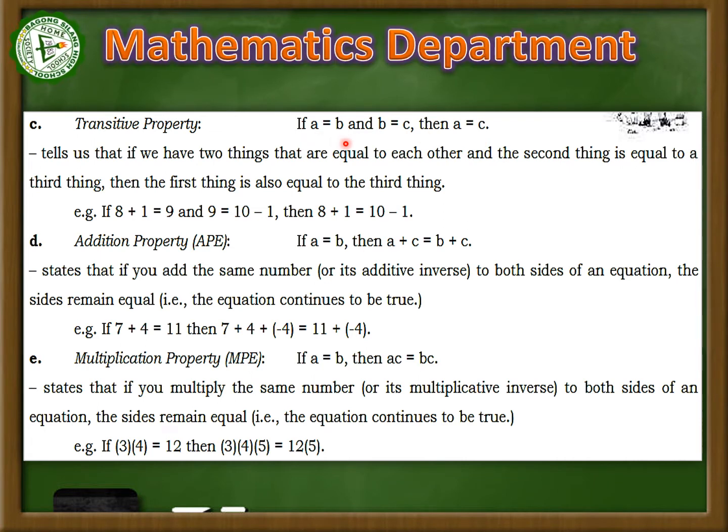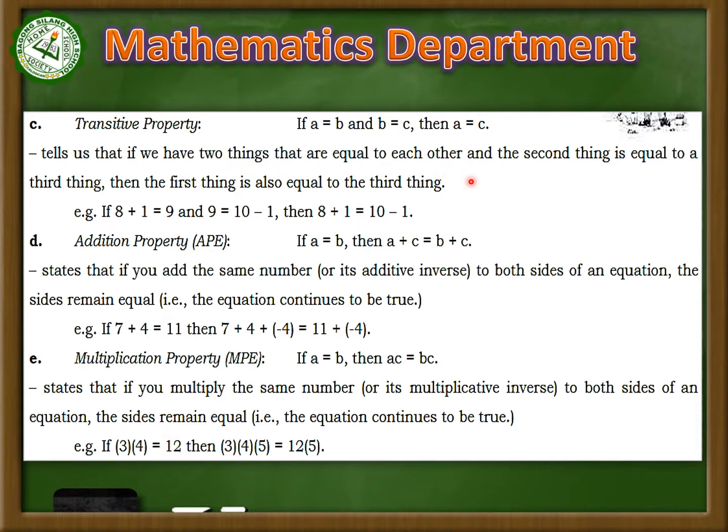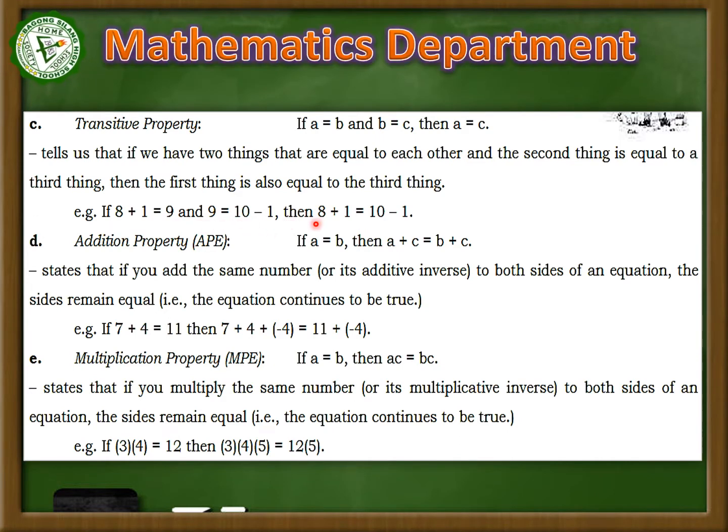If A equals B and B equals C, then A equals C. So it tells us that if we have two things that are equal to each other, and the second thing is equal to a third thing, then the first thing is also equal to the third thing. For example, if 8 plus 1 equals 9 and 9 equals 10 minus 1, we can say that 8 plus 1 equals 10 minus 1.